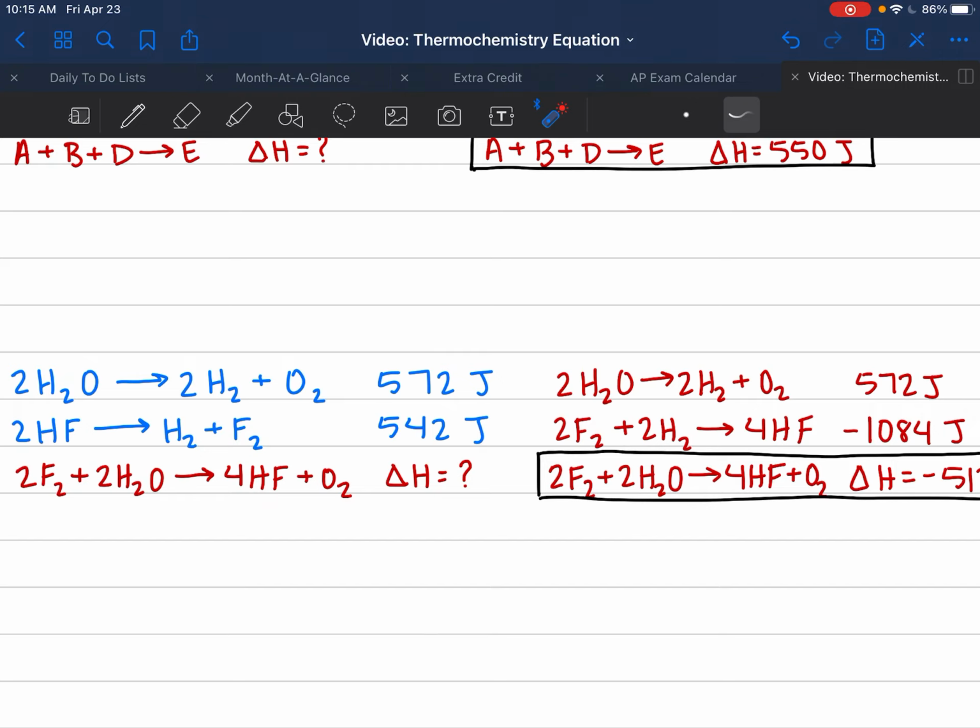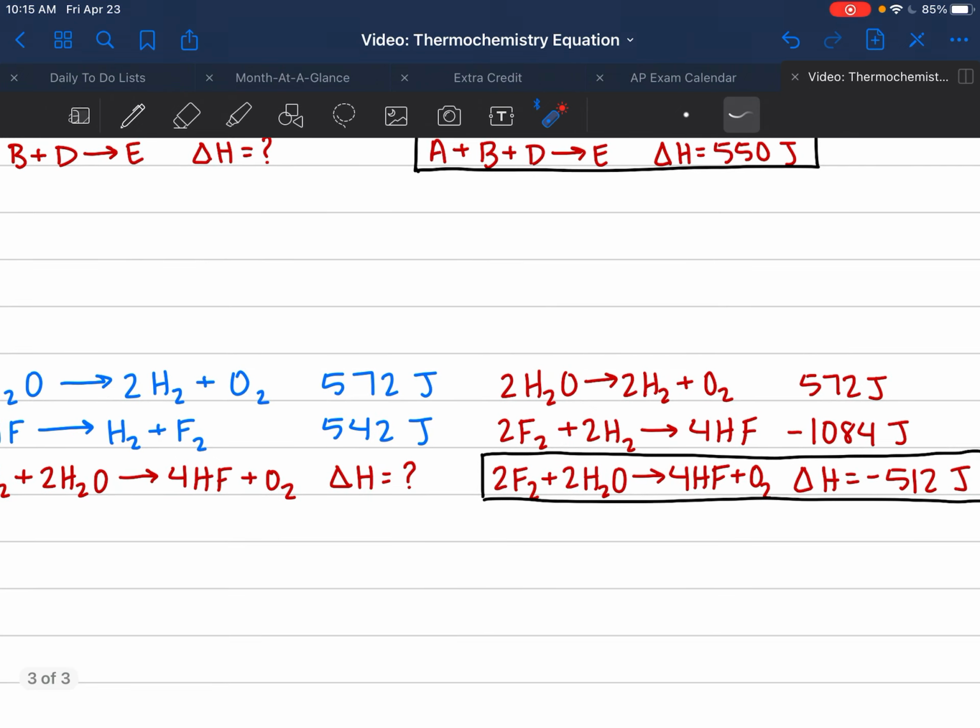Something else I notice, I not only need to flip it, but I also need to double everything because I went from 1 fluorine gas to 2, and I went from 2 hydrofluoric acid to 4 hydrofluoric acid. So flip it around, do it times 2. If you need to take that in 2 steps, if that's easier, you're more than welcome to do so. And this is what I should get. This 2F2 plus 2H2 should yield 4HF. When I flip around my enthalpy and I double it, I should get negative 1084 joules.